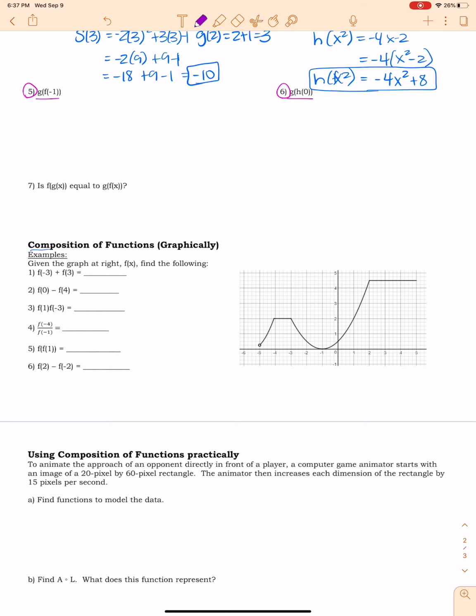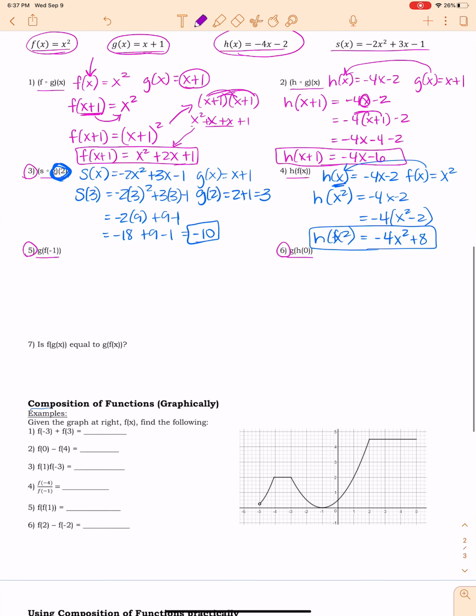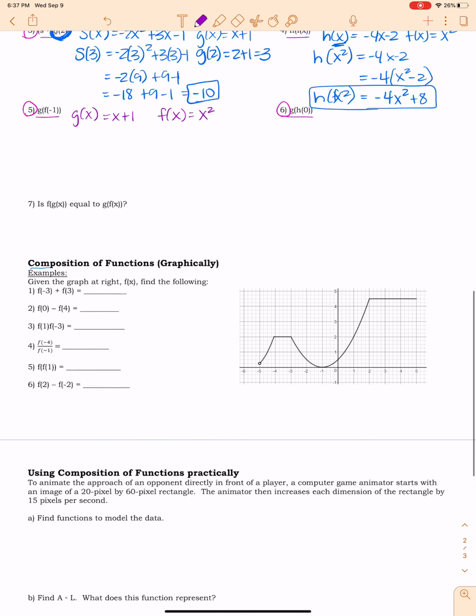So we've got g of f of negative 1, so I'm going to use g of x, which is x plus 1, and I'm going to use f of x, which is x squared. Now on this one, I've got f of negative 1, so I'm going to find that first. So negative 1 squared is positive 1. So I'm actually going to find g of 1, which is 2. Easy peasy, lemon squeezy.